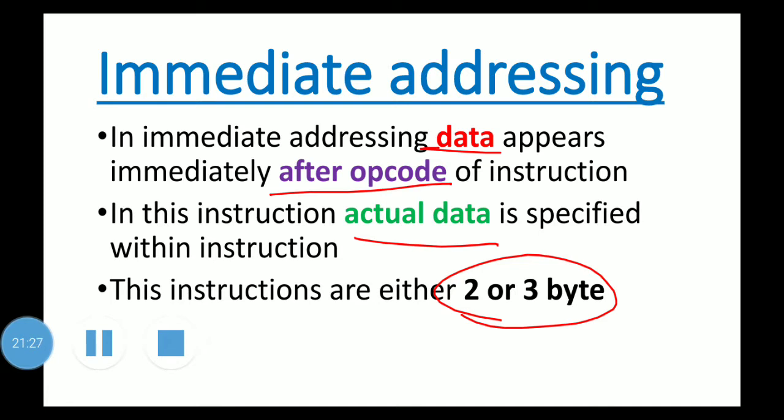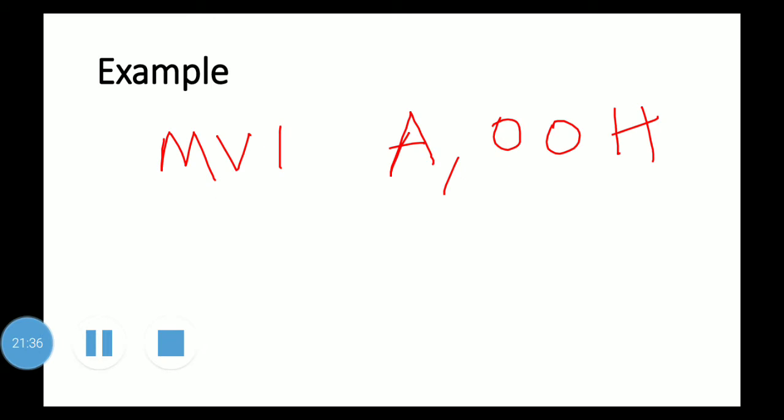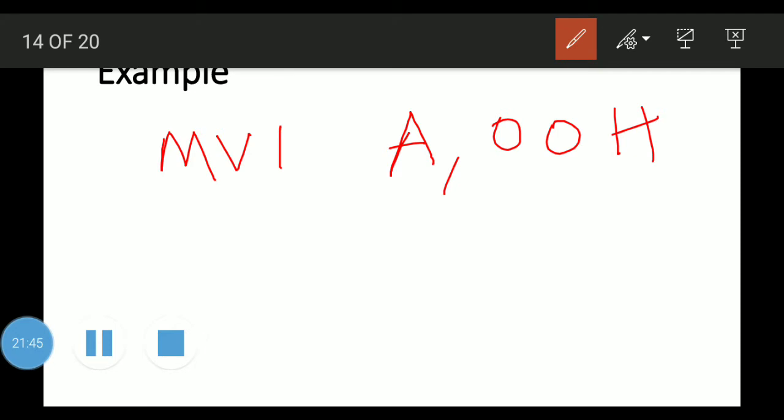Let us understand this immediate addressing mode with an example. In this example, we have MVI A,00H. Now what does it mean? First, what is the meaning of MVI? MVI means move immediate data. Move immediate data 00 into register A. Move immediate data 00 into the accumulator.